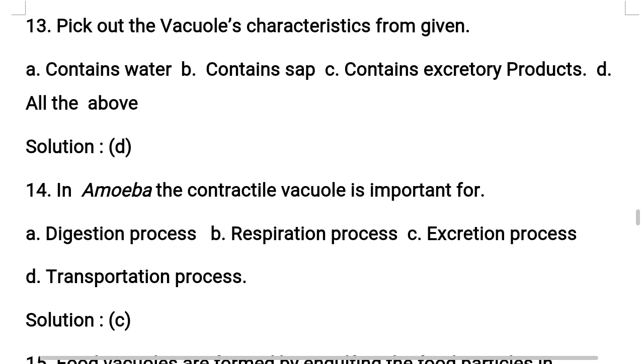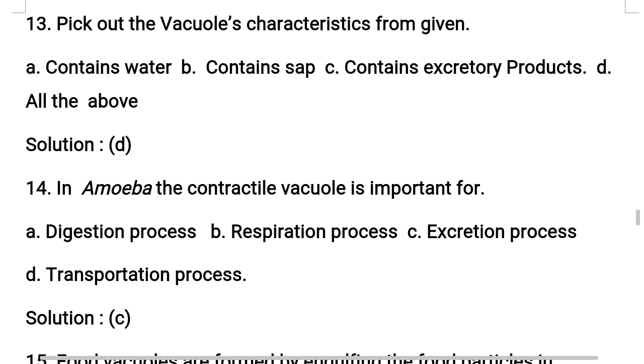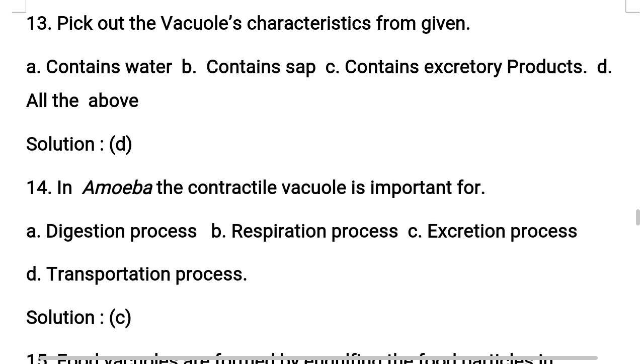Now coming to the 13th question. Pick out the vacuole's characteristics from the given. So we need to identify the specific characteristic of vacuole. A. Contains water. B. Contains sap. C. Contains excretory products. D. All the above. So the correct answer for this question is option D.